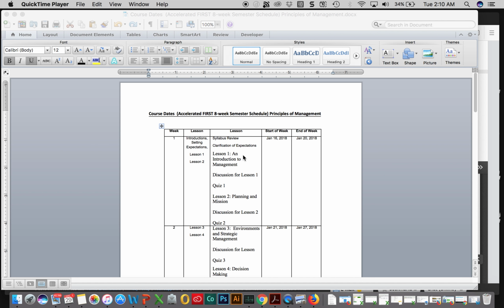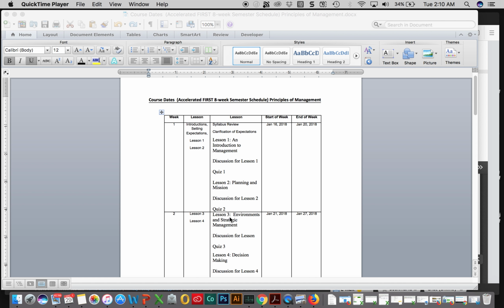And then during week 1, we'll be covering lesson 1 and lesson 2. Lesson 1 is an introduction to management. Within that section, you'll have your reading and everything like that, and there are videos to go with it. Due with lesson 1 is the discussion for lesson 1 and quiz 1. In addition, during this week will also be lesson 2, which is planning and mission, and also the discussion for lesson 2 and quiz 2.